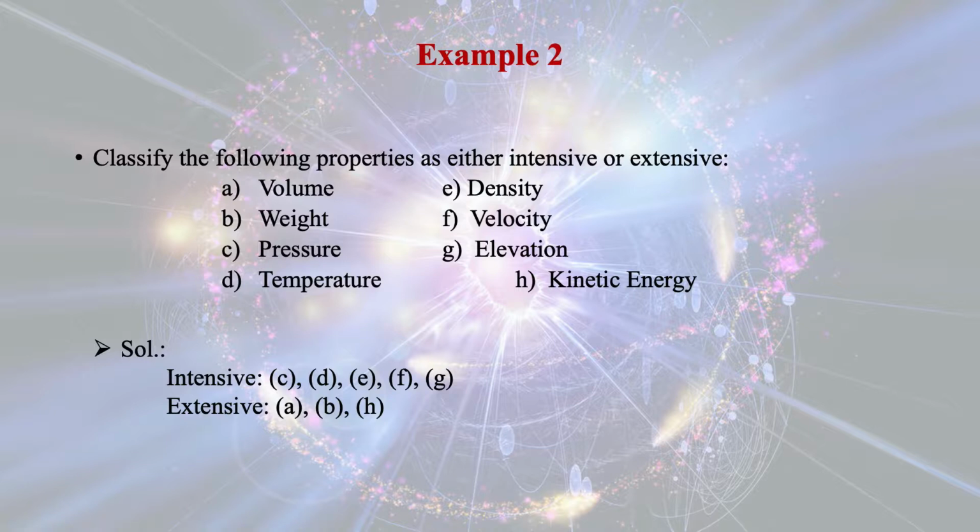Temperature is independent of mass, it is an intensive property. And density is independent of mass, it is an intensive property. And velocity is also an intensive property, elevation is also an intensive property. But when you think of kinetic energy, because we all know that kinetic energy is defined as half into mass into velocity square, half mv square, so it is an extensive property.